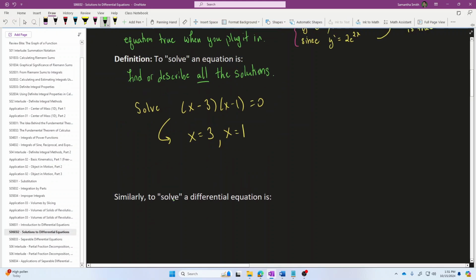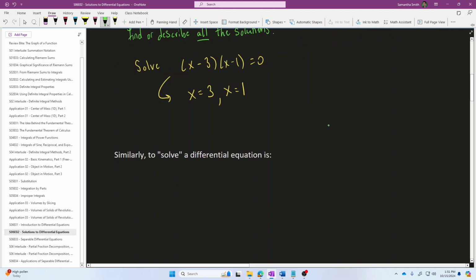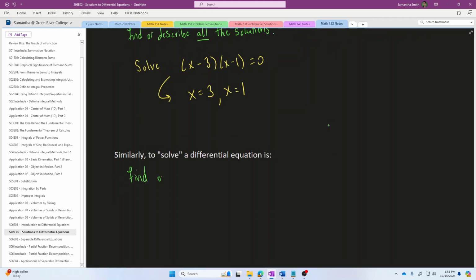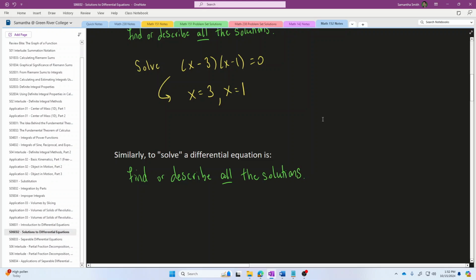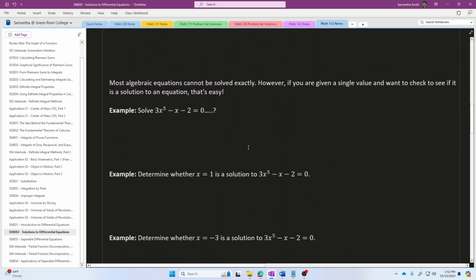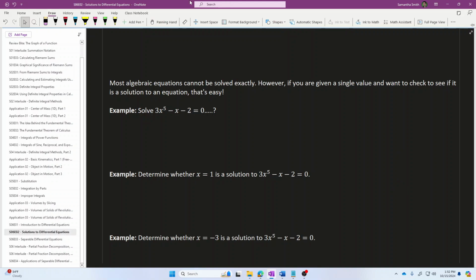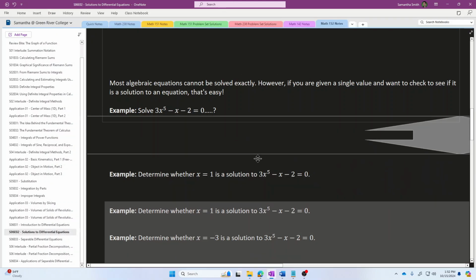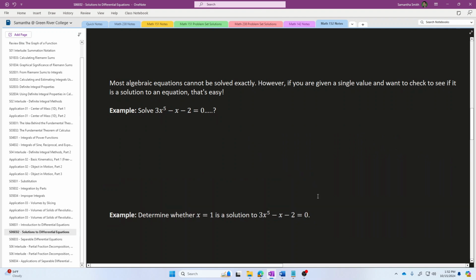Similarly, if someone ever asks you to solve a differential equation, they're asking you as well to find or describe all of the solutions, all of the functions that make that differential equation true. Now, in algebra, solving equations can be pretty hard most of the time, right? There are only a couple of varieties of algebraic equation that were possible to solve by hand and get an exact result. You could solve linear equations, you could solve quadratic equations, and a couple of others, but most equations were not possible to solve by hand.